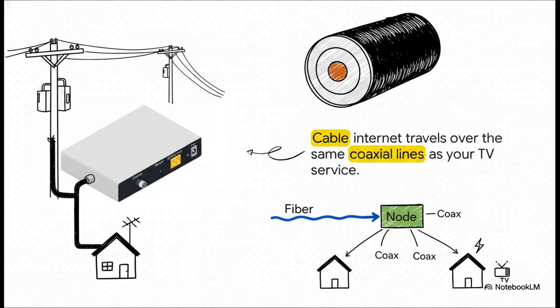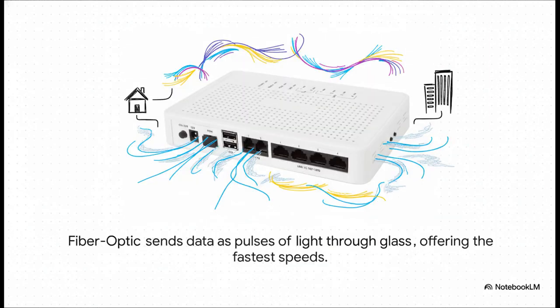Then came cable internet. This works on the exact same principle as DSL, but instead of using phone lines, it uses the coaxial cables that deliver your cable TV. Now, the key thing to know about cable is that the connection from the main line to all the houses in your neighborhood is shared. That means if everyone is online at the same time, things can sometimes slow down a bit. And that brings us to the current king of the hill, fiber optic.